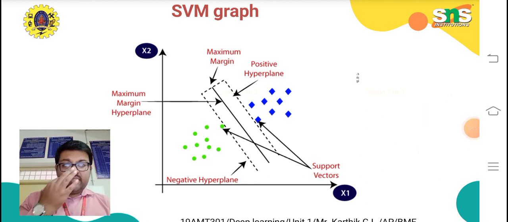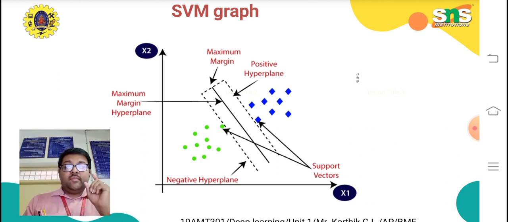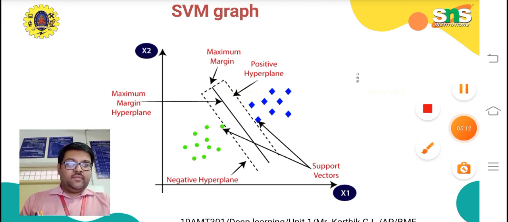Okay, so that is about SVM. In SVM there is a hyperplane, a positive hyperplane, a negative hyperplane, and the distance between the positive and negative hyperplane is called the margin. The margin has to be maximum for better classification.